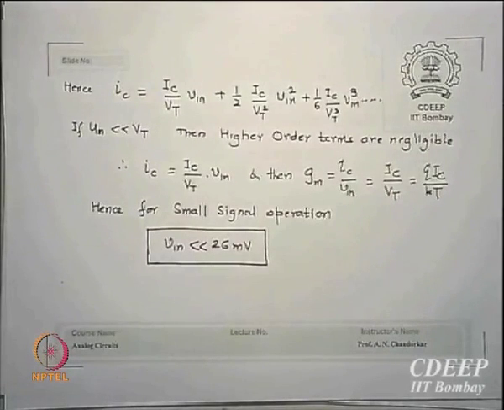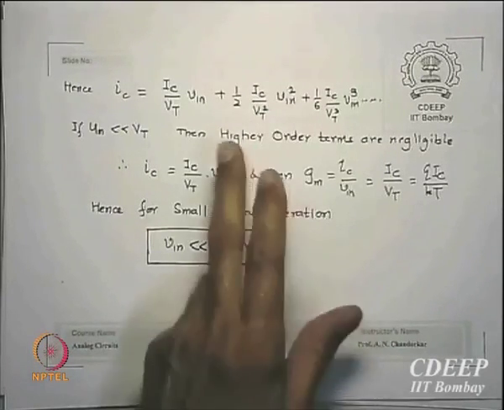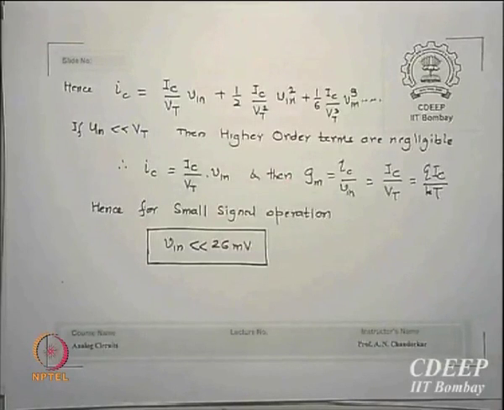Now you can see if your V in is closer to VT, what does that mean? Or larger than VT, the second order, third order terms will start increasing or even dominating. Is that correct? Is that point clear? So, now you are trying to say that if that happens, the gain should really increase because you are getting more and more terms out of it. But really what will happen? Gain will finally go to 0.